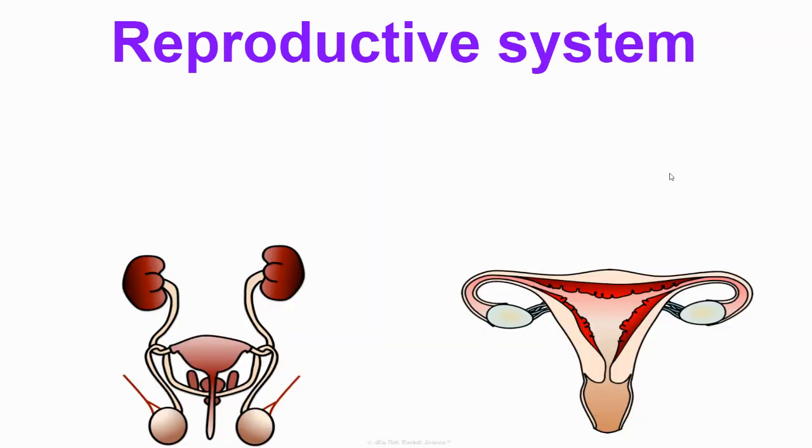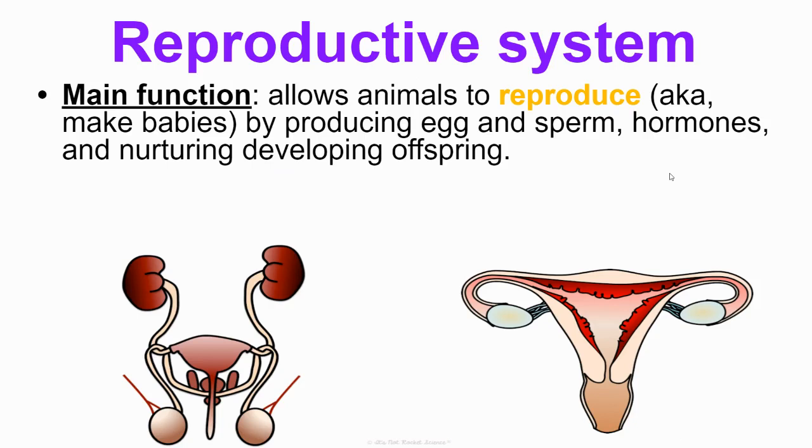And I think we're nearing the end here. And last but not least, we've reached our reproductive system. And so in humans, we have two different biological sex-based systems. So these are the things that allow animals to reproduce. So we can produce eggs or sperm, also makes the hormones that lead to different secondary sex characteristics, and also help us to nurture our developing offspring.